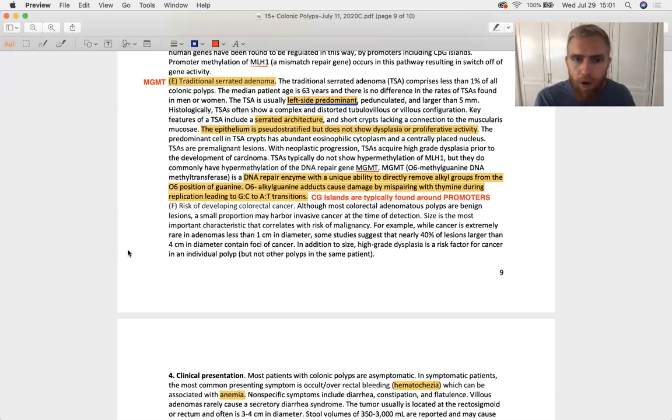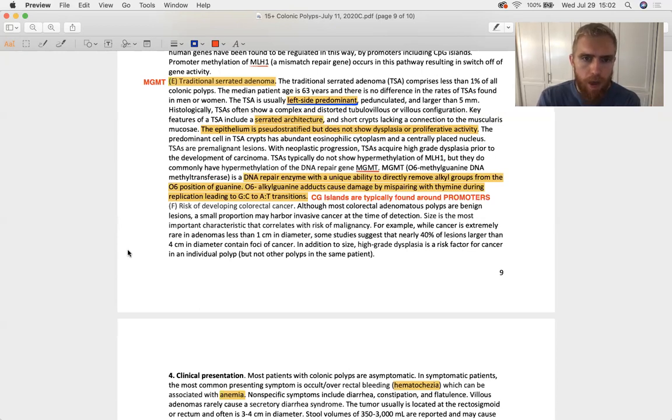It does have a serrated architecture. It's going to have a pseudostratified epithelium without dysplasia. And it's going to have a hypermethylation of the DNA repair gene MGMT, which has the function of removing alkyl groups from the O6 position of guanine. So guanine's a base. It's the G in our DNA and RNA.